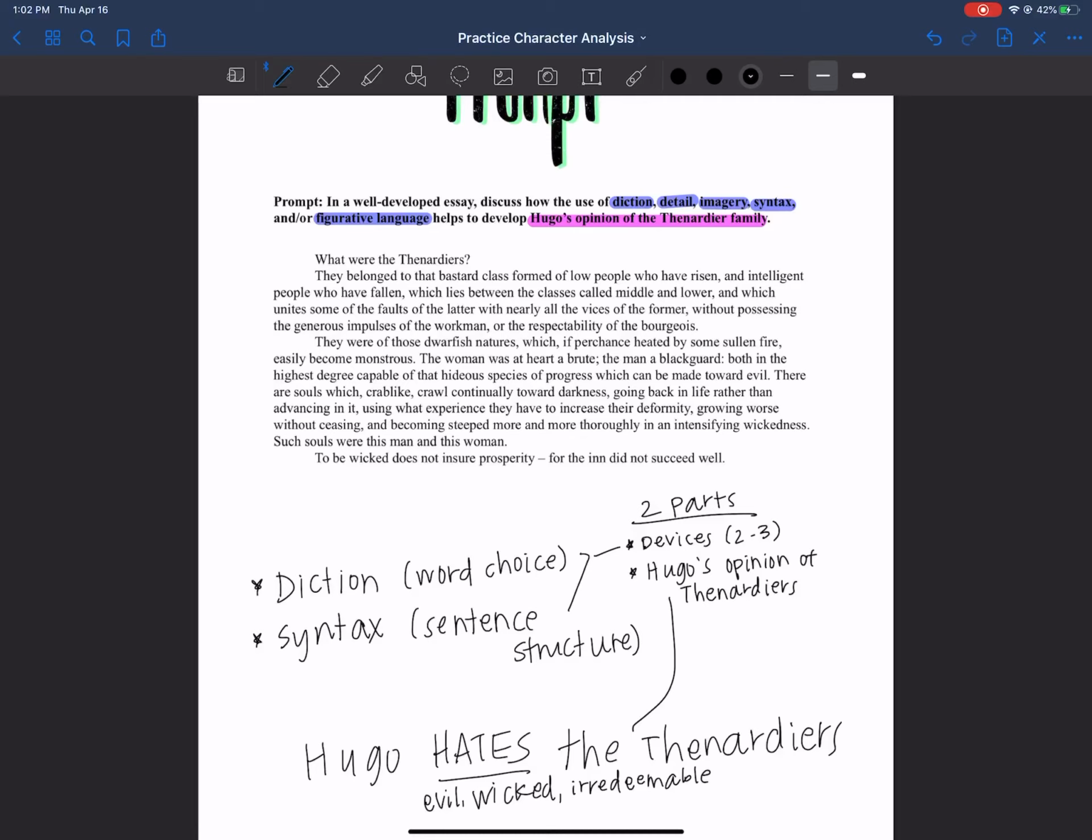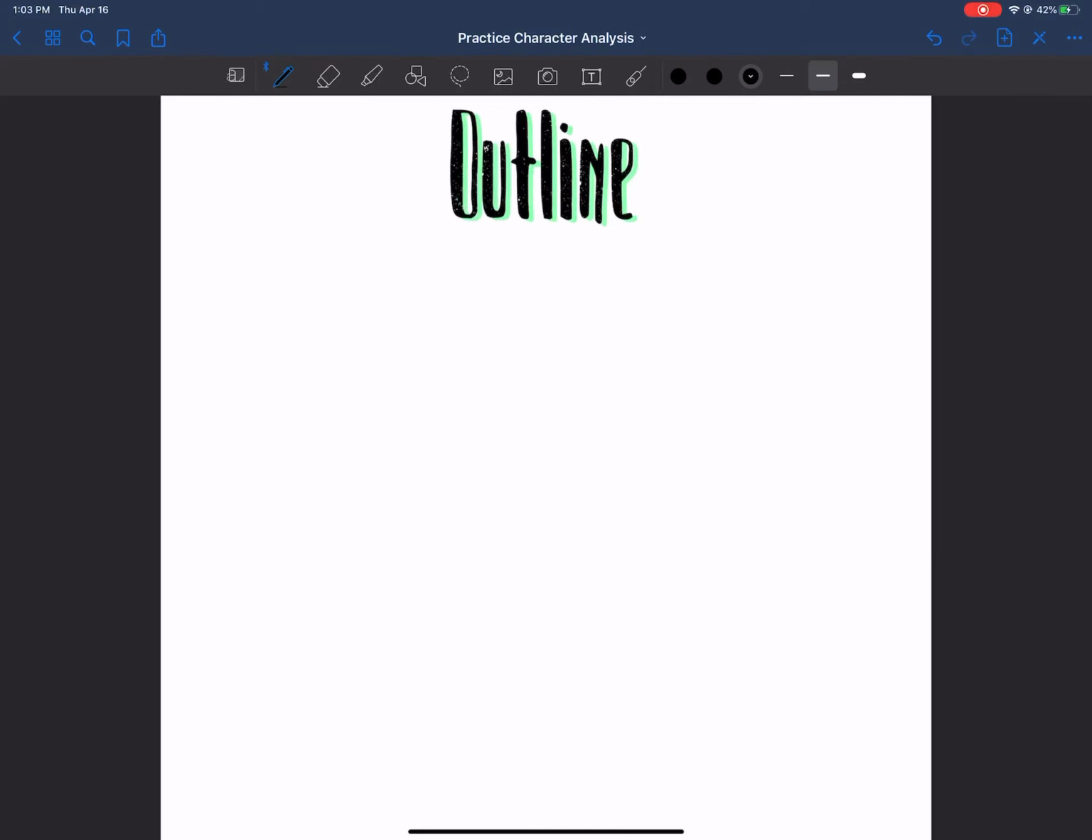Okay, so we have figured out our prompt now. We know what we need to do. We have read our passage. We have our two parts of the prompt, and now it is time to take all of this information and put it into an outline format. I highly recommend making yourself an outline, even if it is very basic, before you write your actual paper. It's going to keep you organized, and it's going to keep you managing your time efficiently.